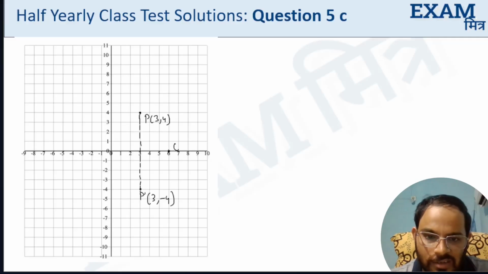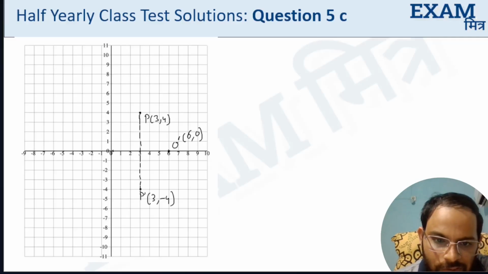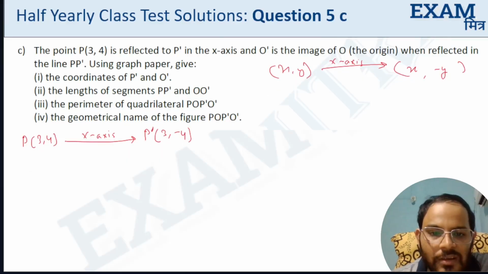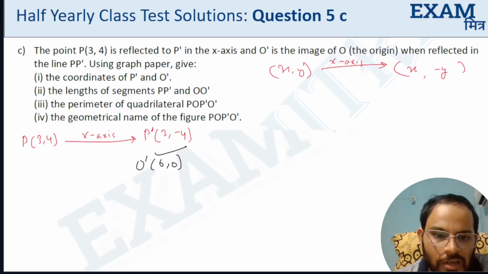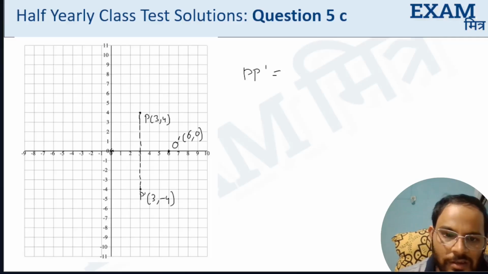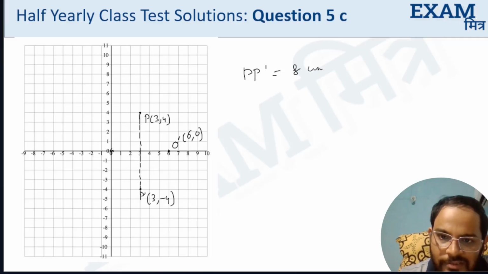So let me write it clearly. This O dash is nothing but 6 comma 0. So this is O and its reflection is at O dash. Now let's proceed. Find the coordinate of P dash. P dash is this much and O dash is 6 comma 0. The length of the segment PP dash and OO dash. It is very easy to calculate from the graph as well. PP dash, this is 1, 2, 3, 4 and 1, 2, 3, 4. So PP dash is 8 units. OO dash, 1, 2, 3, 1, 2, 3, that is 6 units.